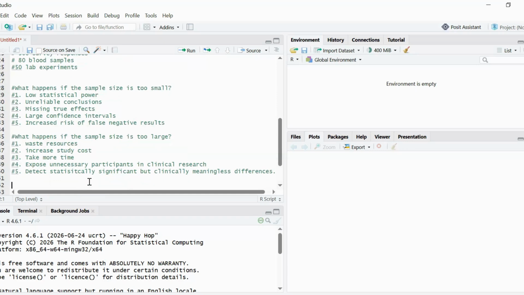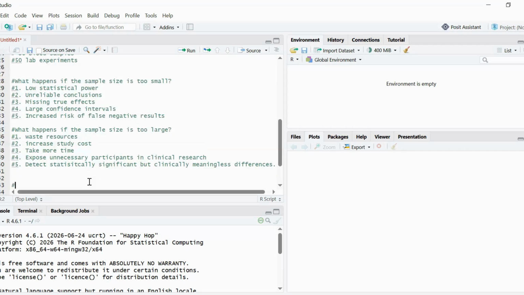So sample size is not just one formula. Many beginners think there is a single sample size formula. Actually, the calculation depends on your study design. Different studies require different methods. For example, let me write it down. So, different studies require different methods of sample size calculation.